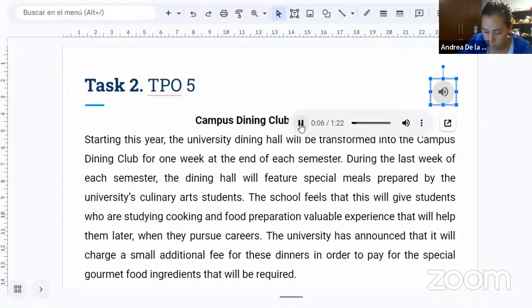Did you see that article? Yeah, and it sounds like a great idea. It's really good for the students in that program. Don't they cook in class anyway? Well, yeah, they do. But my cousin was in the program a few years ago, and she said that it's very different to cook for a lot of people in that kind of atmosphere than to cook for classmates.